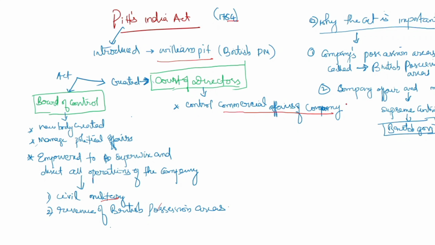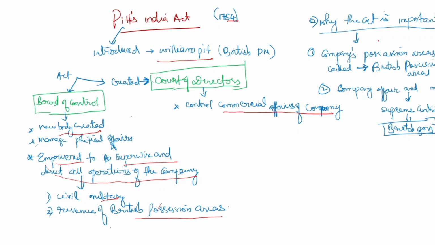To control the commercial affairs of the company. And what is the function of the Board of Control? The Board of Control is a newly created body. Its function is to manage political affairs, empowered to supervise and direct all the operations of the company. That means civil, military and revenue matters of British possession areas.